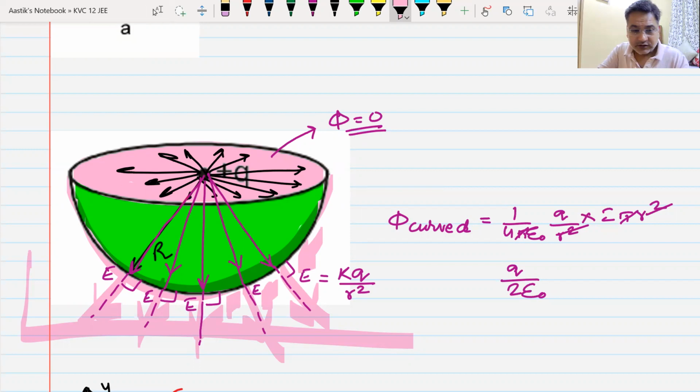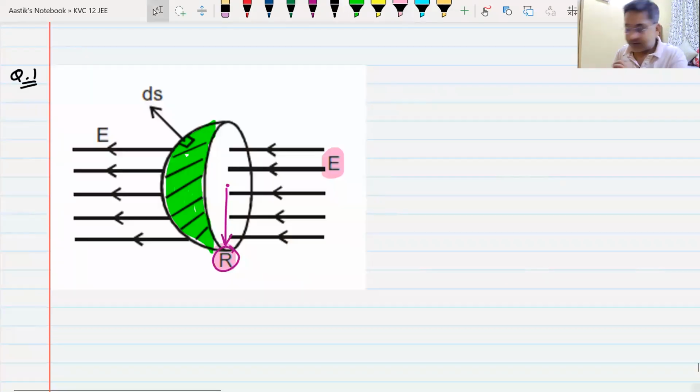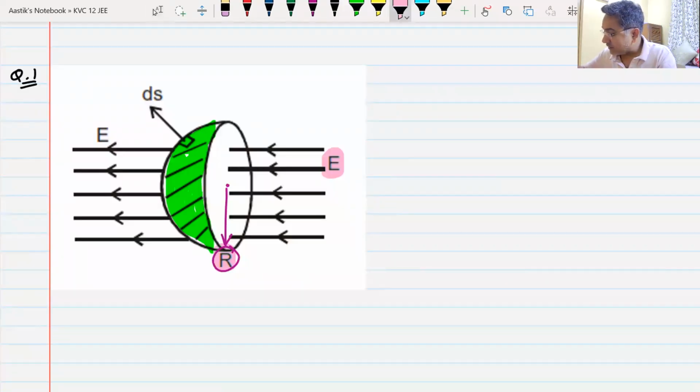Now, if you come back to the question here, they have also drawn a ds. If you look at this area vector, it is at a different angle with this electric field. If I take an area here, it will make a different angle with the electric field. If I take an area here, it will make a different angle with the electric field. How did you get 2 pi R square?